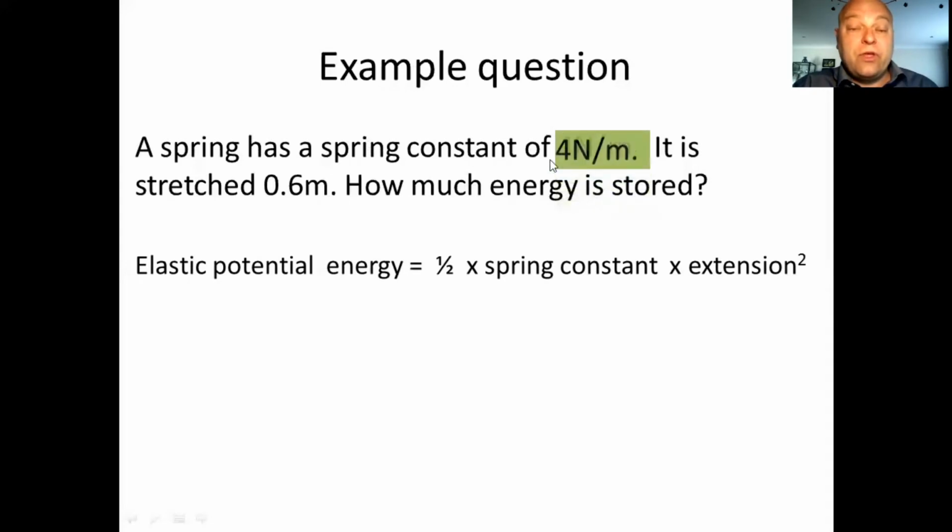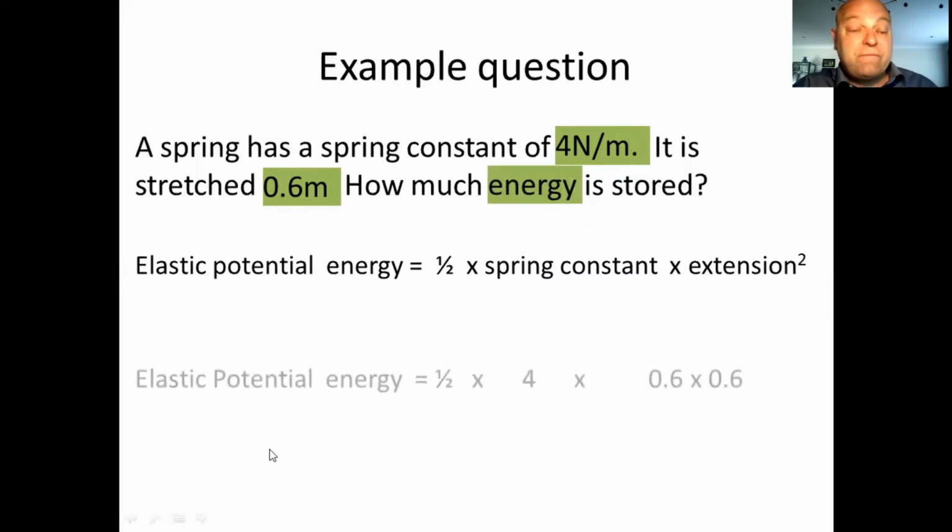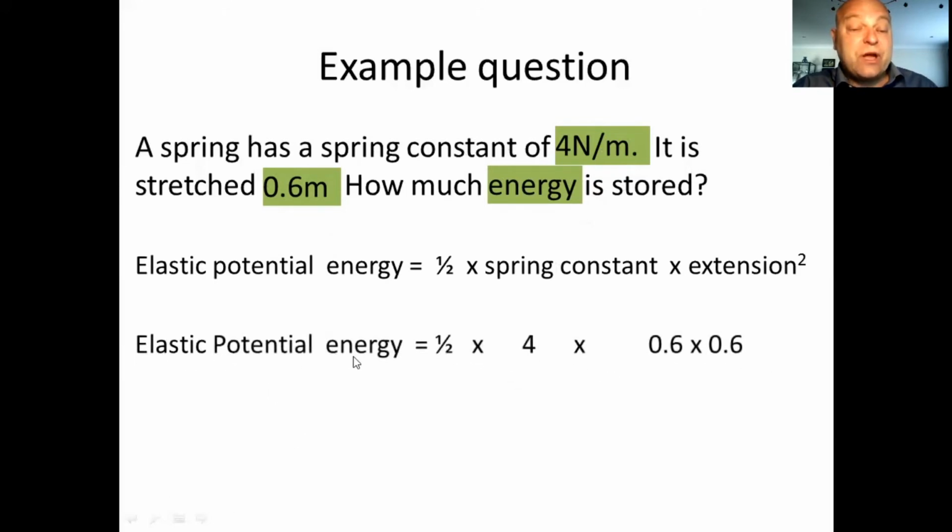So we know that the spring constant is 4 newtons per meter. We know it is stretched 0.6 meters, so 0.6 is our extension, and how much energy is stored. So that's our unknown, in this case, elastic potential energy. So we substitute those in. So elastic potential energy we don't know, so we write that out. Half times the spring constant, which is 4, times extension squared. Extension is 0.6, extension squared is 0.6 times 0.6.